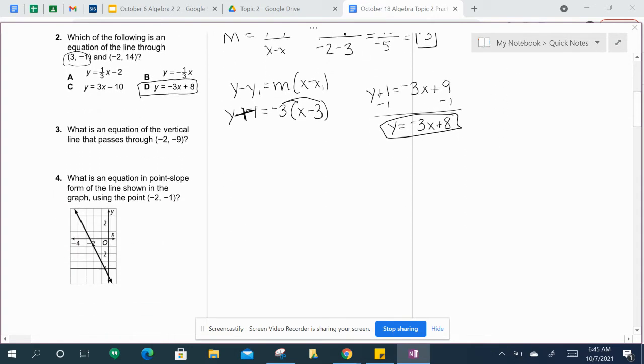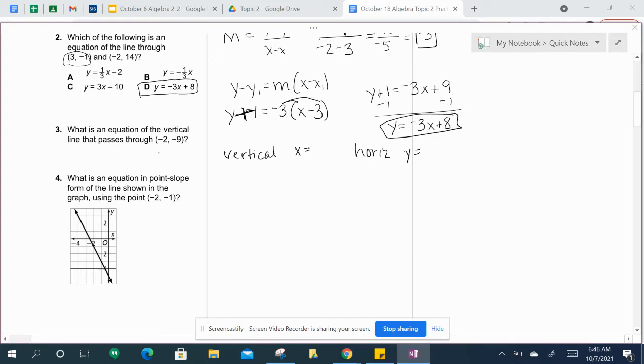All right, number 3 says, what is an equation of the vertical line that passes through the point (-2, -9)? What's important for me to remember here is that a vertical line is always in the form of x equals, and a horizontal line is always in the form of y equals. And I remember that because if I flip that y upside down, it kind of looks like an H. And so y goes with horizontal, x goes with vertical.